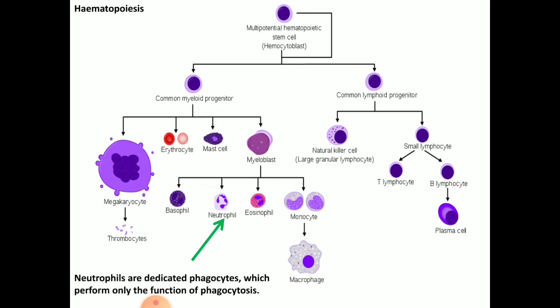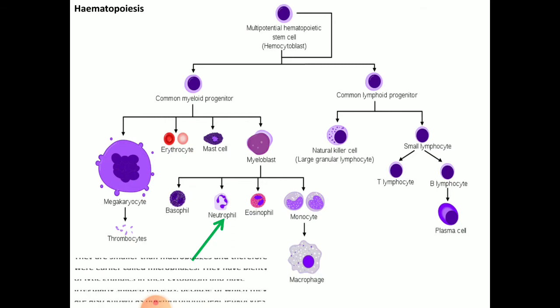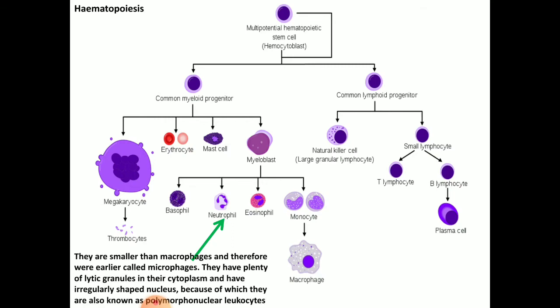Neutrophils are dedicated phagocytes which perform only the function of phagocytosis, that is engulfing. They are smaller than macrophages. You can see these are neutrophils, whereas these are macrophages. So the size of the neutrophils is smaller than the macrophages, hence these were earlier called microphages.